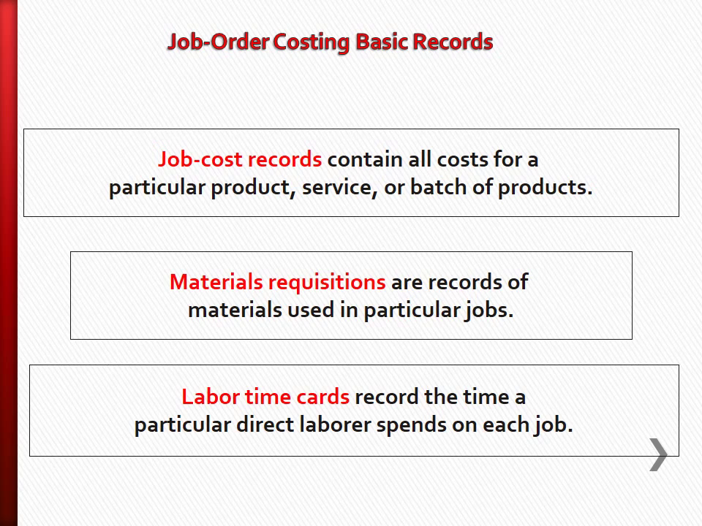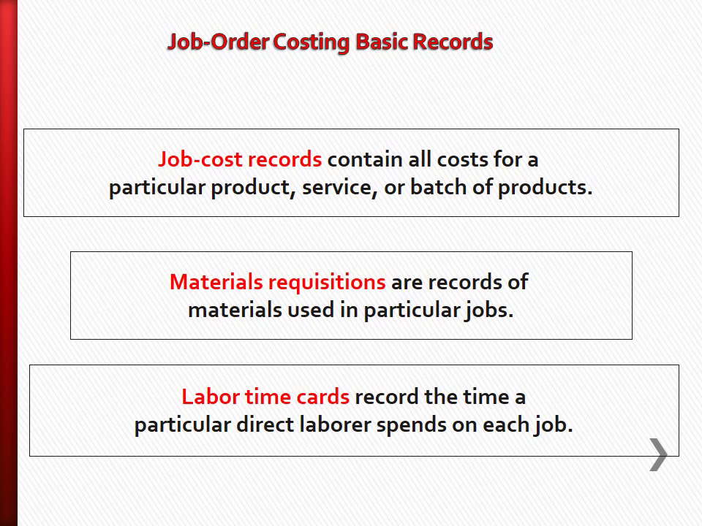In a production environment, job cost records would be supported by material requisitions. These are records of the materials used for specific jobs. Also in support of job costing are labor time cards. That sounds like it's a paper document. Clearly in today's world, these are electronic records. But electronic time cards record the time a particular direct labor person spends on each job.